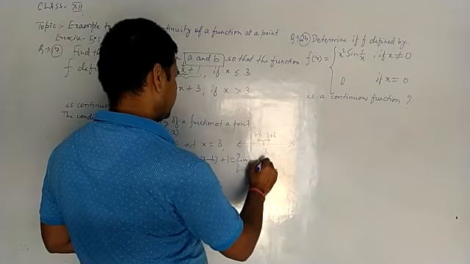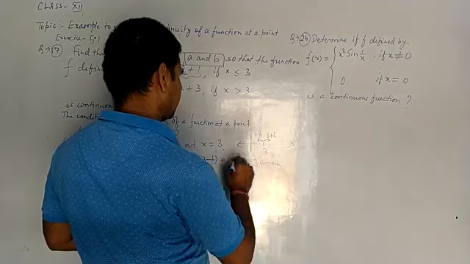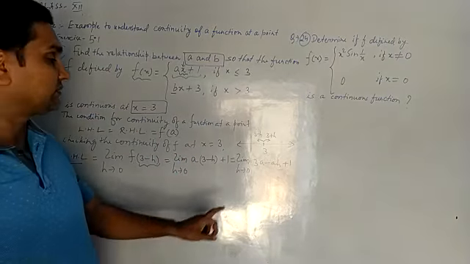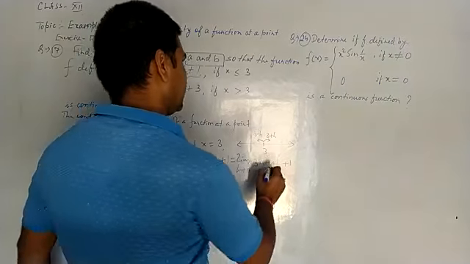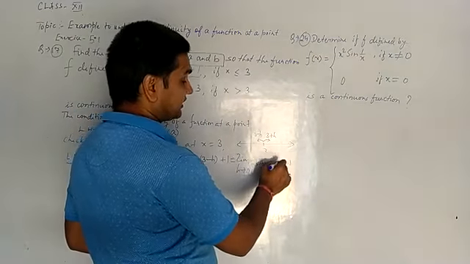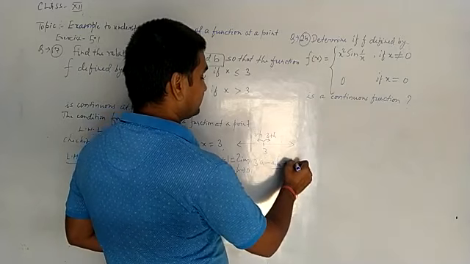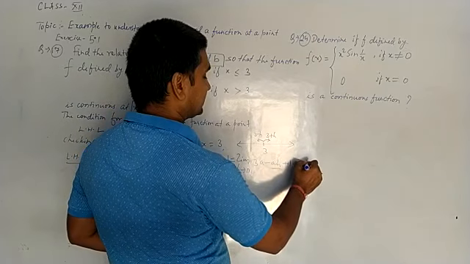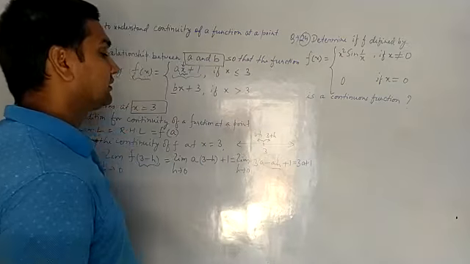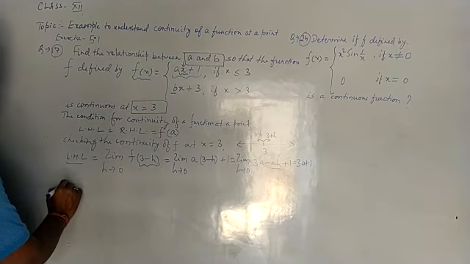3a plus 1. Should it be? So ultimately now put the limit. If you put the limit value, limit h tends to 0, so what should be there? A into 0 is 0, so that will be 3a plus 1. That will be 3a plus 1. So this is coming as the LHL.